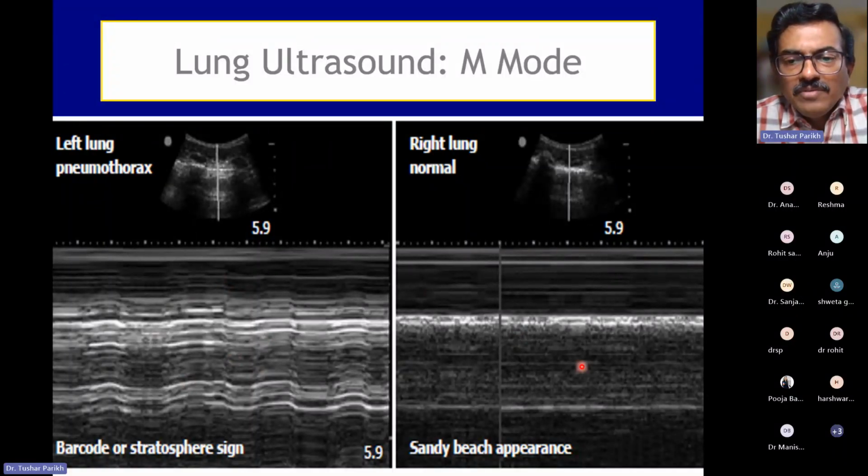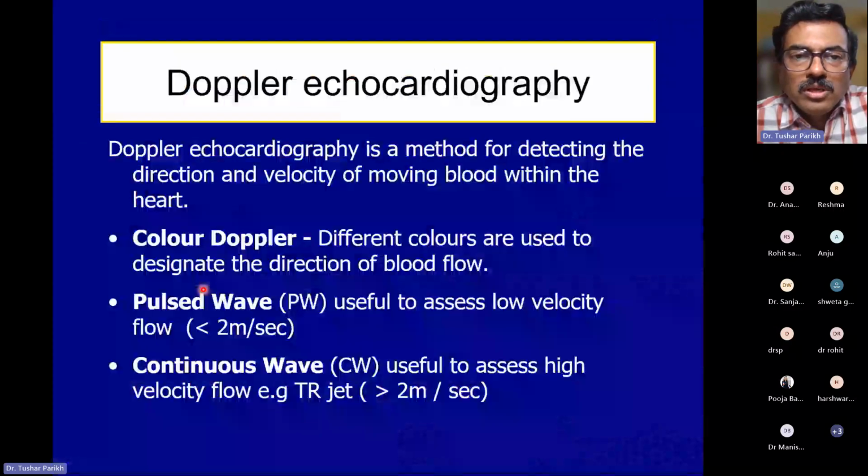As against this, there is the seashore sign or sandy beach sign, where there is sand and then there is a sea starting here with water. This appearance tells you that this is a normal lung and the other is pneumothorax. We are going to take this in detail later on, but just to tell you where it is used. Now coming to Doppler echocardiography.